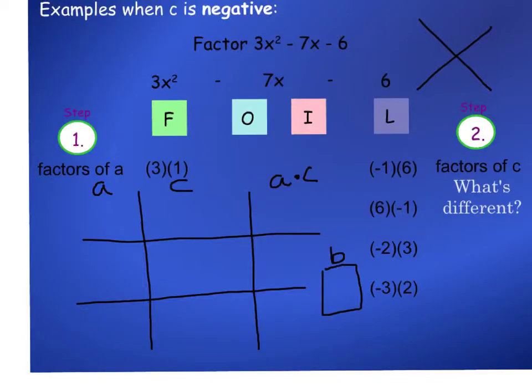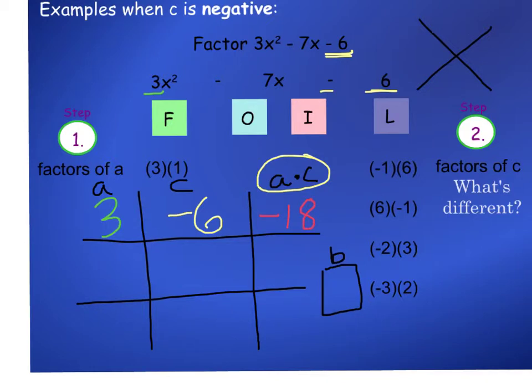Okay, let's try another problem. So we have 3x squared minus 7x minus 6. We're going to do tic-tac-toe on this. We're going to write the a value, which is 3, right here. Next, we're going to write the c value, which is negative 6, right here. This tells me to multiply a and c together. So when I do that, I end up with negative 18.